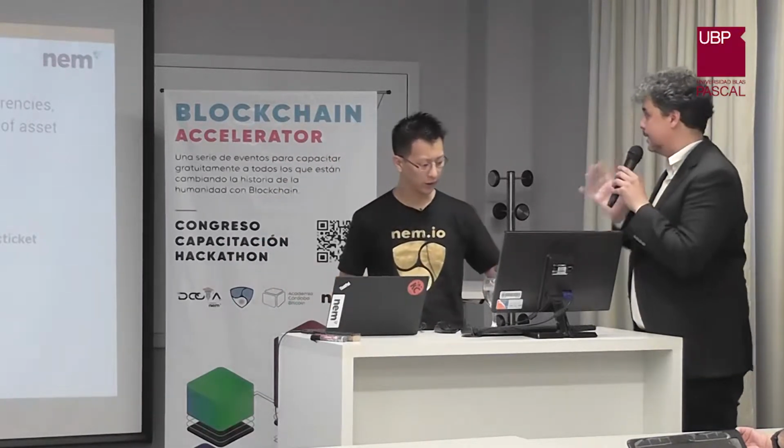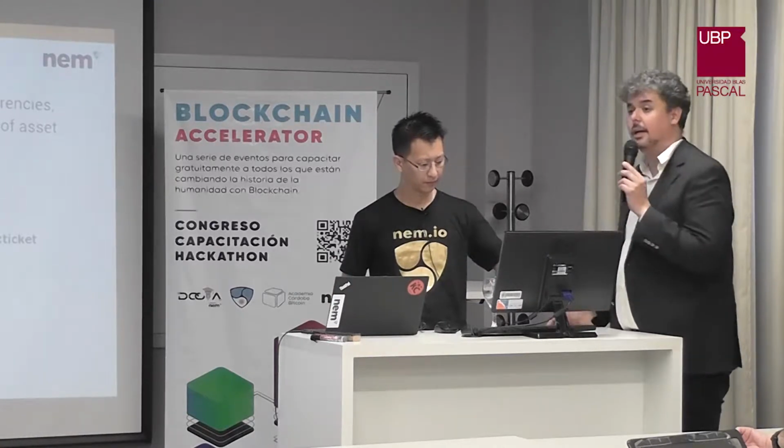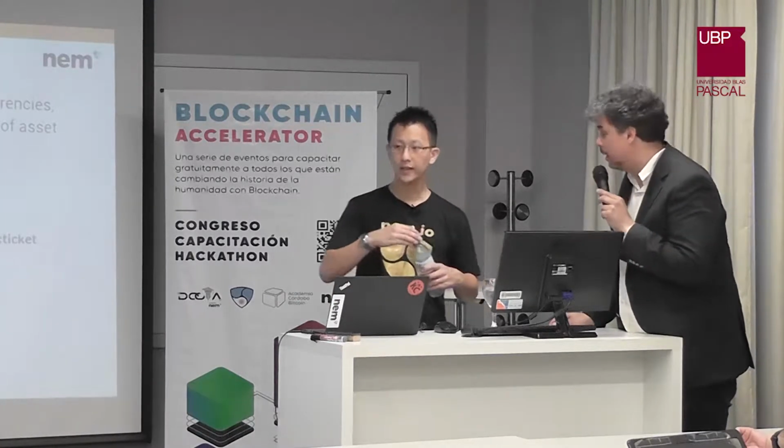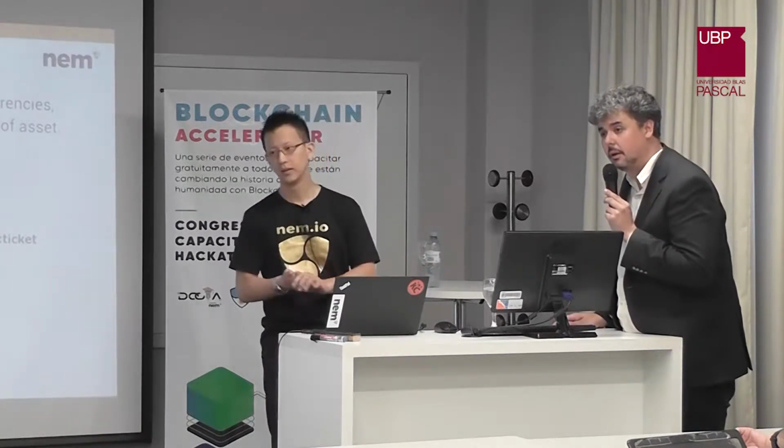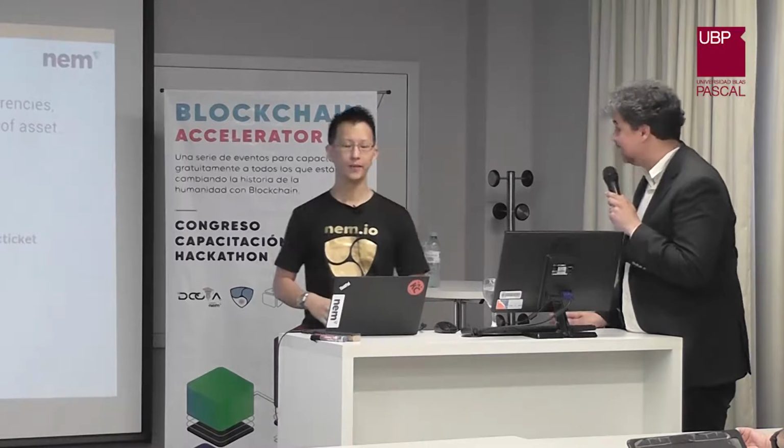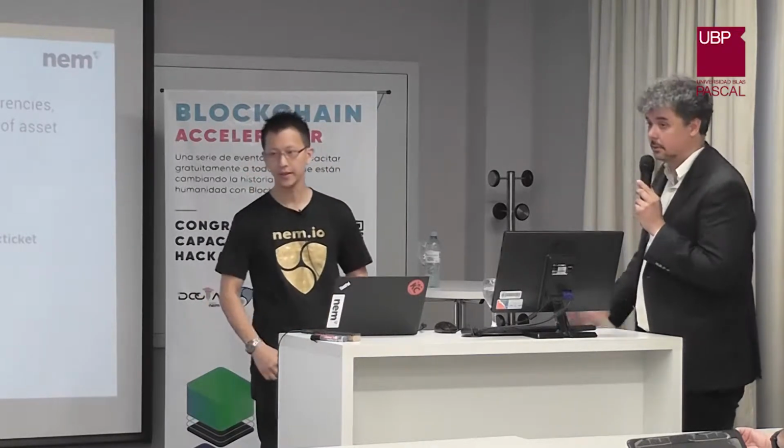721. He's asking if the mosaic is like a token of ERC20. Yes. ERC20 token, yes, like from Ethereum, and with the account, what is the token? ERC20. 721. Yeah. It's similar.